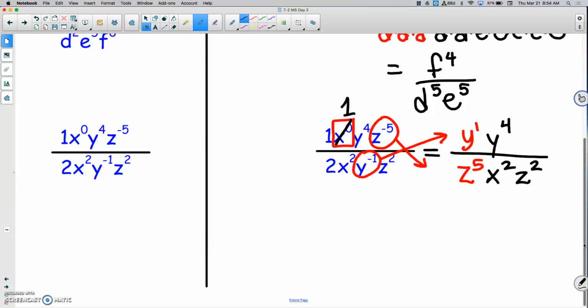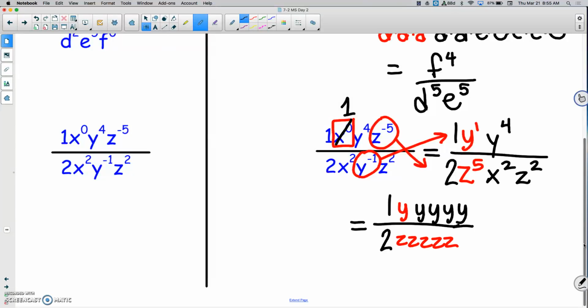1 times 1 is 1. And on the bottom I have 2. 1/2 doesn't simplify. You don't have to write the 1 on top of the fraction, but I'm going to leave it there for now. So now if I simplify this, I've got my 1/2. I have y to the 1st and y to the 4th. Remember, you don't have to put the dots in between them. z to the 5th, x to the 2nd, z to the 2nd.